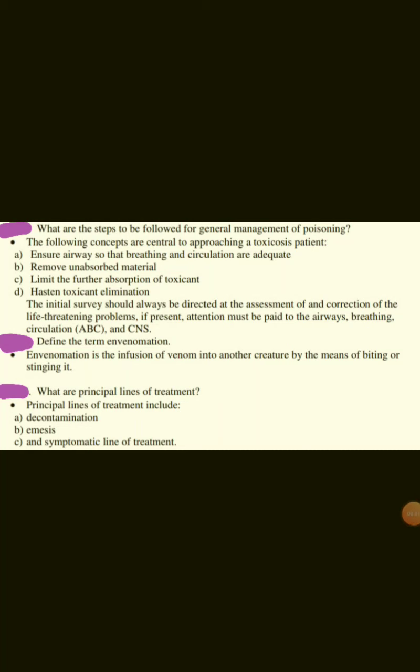What are the steps to be followed for general management of poisoning? The following concepts are central to approaching a toxicosis patient. 1. Ensure airway so that breathing and circulation are adequate. Remove unabsorbed material. Limit the further absorption of toxicant. Hasten toxicant elimination. The initial survey should always be directed at the assessment of and correction of the life-threatening problems if present. Attention must be paid to the airways, breathing, circulation, and central nervous system.